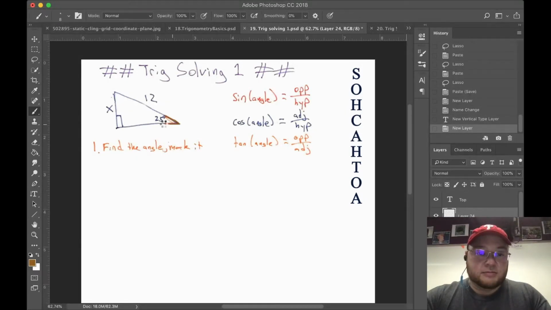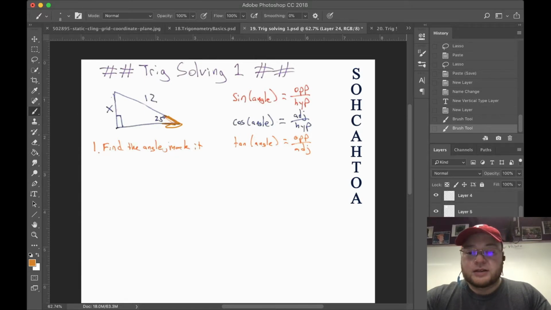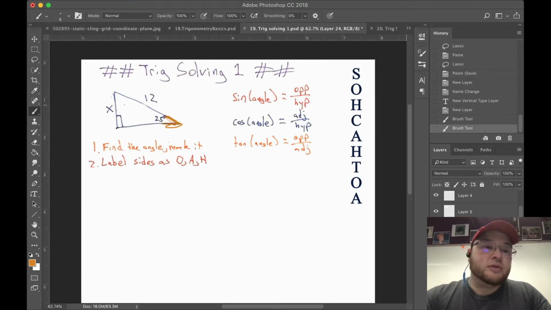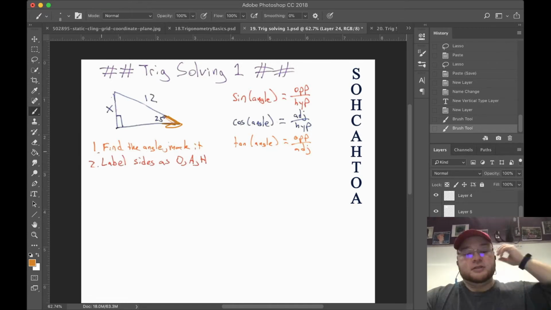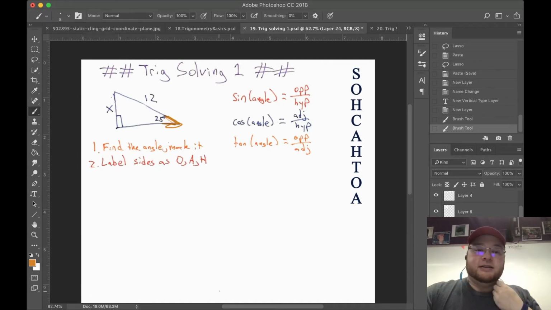This is our angle. This is where we're basing everything from, right there. Next, label the sides as O, A, and H: opposite, adjacent, hypotenuse. You're only doing it from this angle, and you really only care about the information you're looking for. So this bottom part you don't really care too much about.